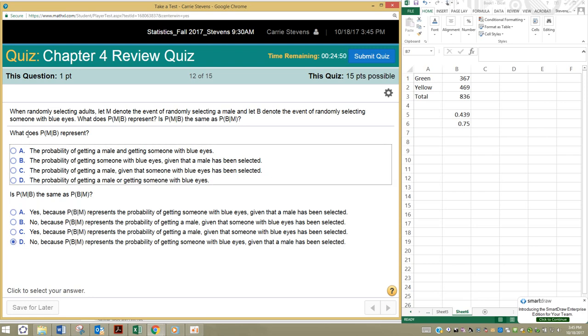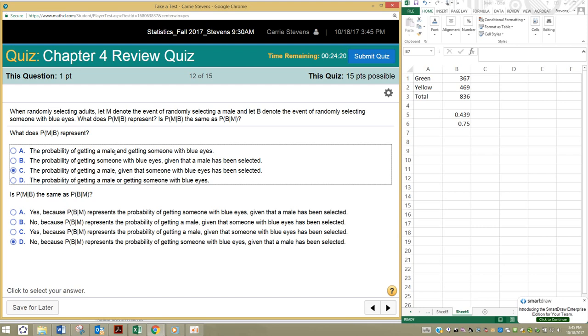But let's look up here first. What does P of M given B represent? Well, the B is the given assumption. So blue eyes is the starting point. So we first look at the ones that say given that blue eyes has been selected. So this one has that right there. Okay, that's the starting assumption, given that blue eyes. All right, and I don't see any others. It looks like it's going to be this one, but let's read them all, each carefully.